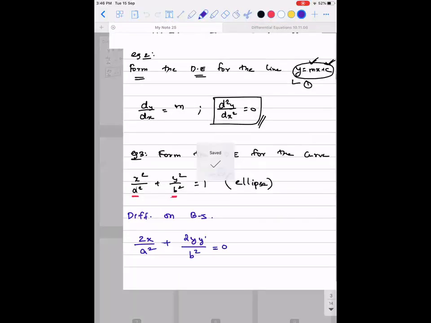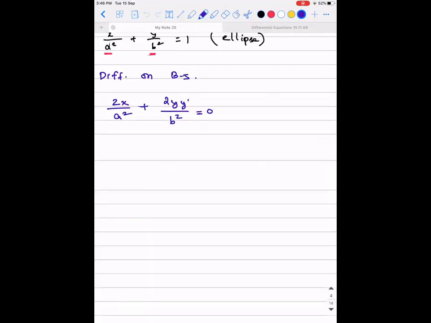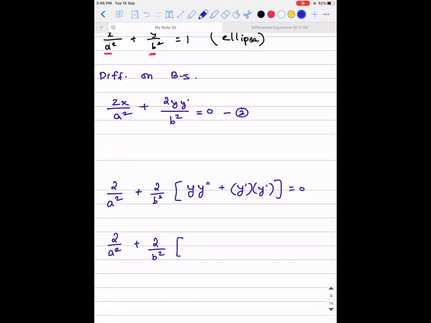So 2x by a square plus 2y into y dash divided by b square is 0. So we need to again differentiate it. When you differentiate it again, 2 divided by a square plus, what do you get? 2 divided by b square into y into y double dash plus y dash into y dash. I've applied UV rule. This will be equal to 0. So 2 by a square plus 2 by b square into y double dash plus y dash square is equal to 0. Let this be equation number 3.